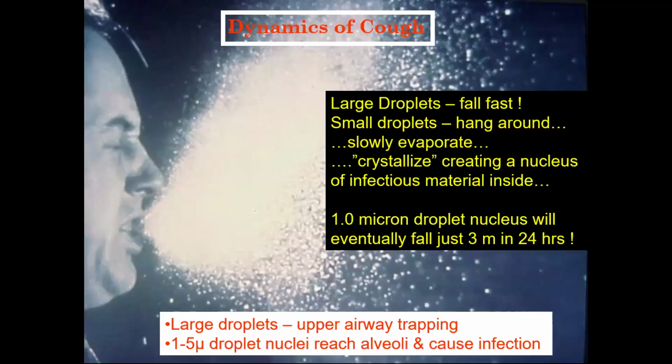Upper airway trapping: we have hair in our nose, there is mucus, and that will be trapped there. But the droplet nuclei, which are from 1 to 5 microns, can reach directly to the alveoli. That's why TB is a lower respiratory infection, because it reaches directly to the alveoli.